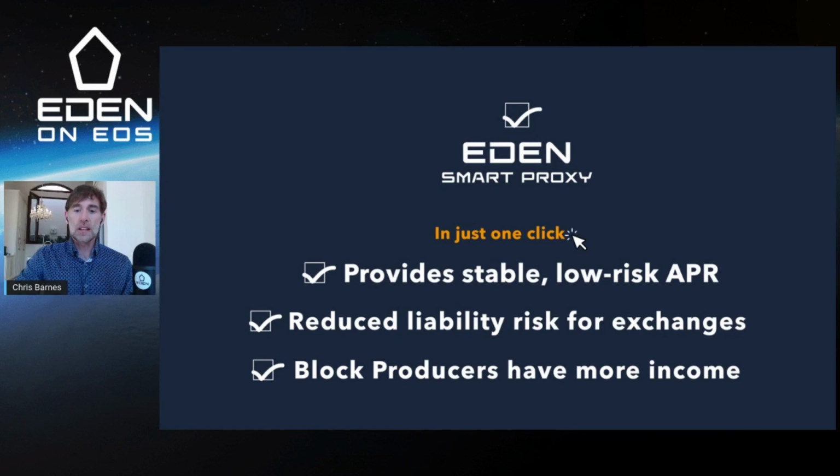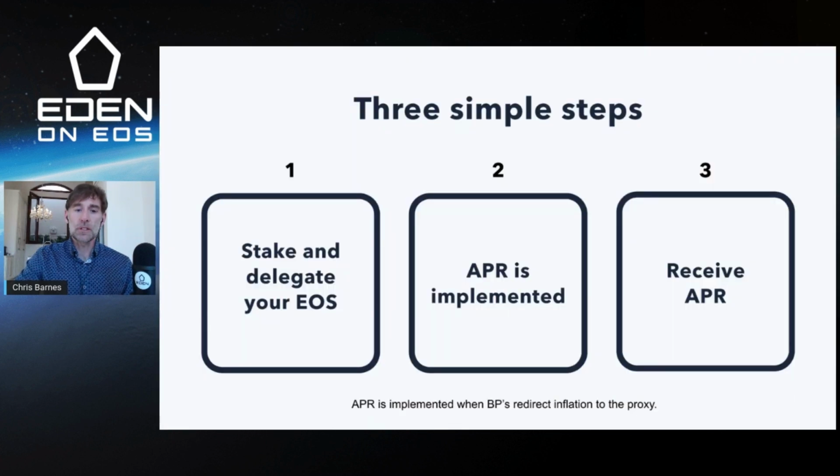The Eden Smart Proxy is very simple. It provides stable, low-risk APR for token holders. It reduces liability risk for exchanges and large token holders, and block producers will simply have more income. This will take place in 3 simple steps.